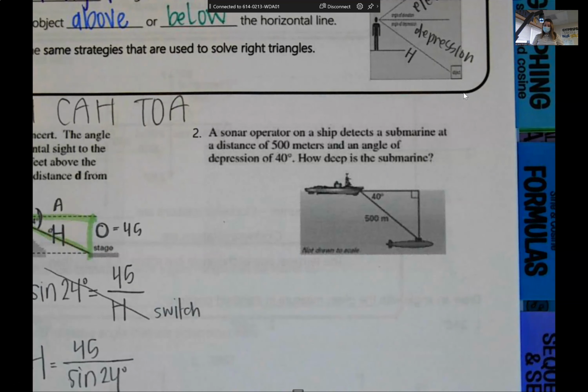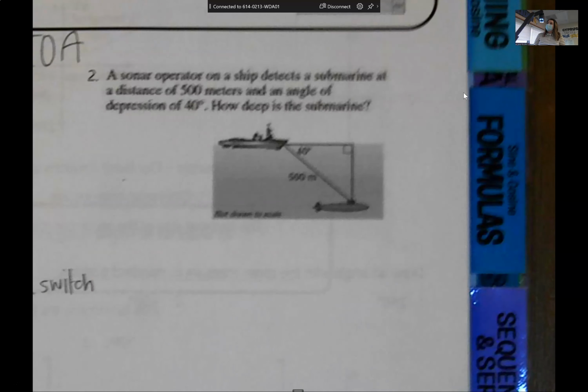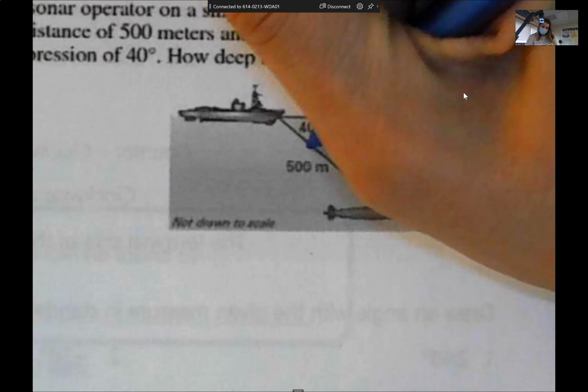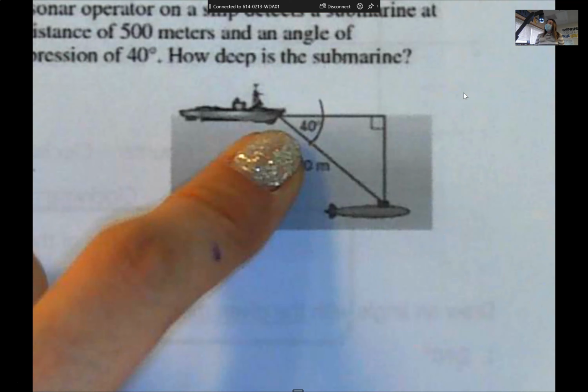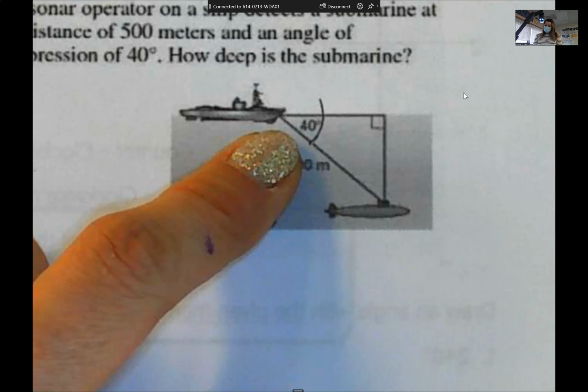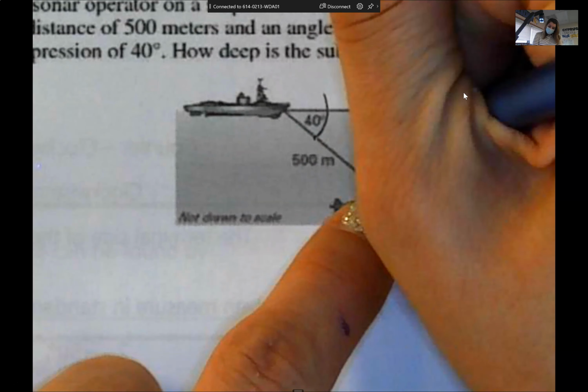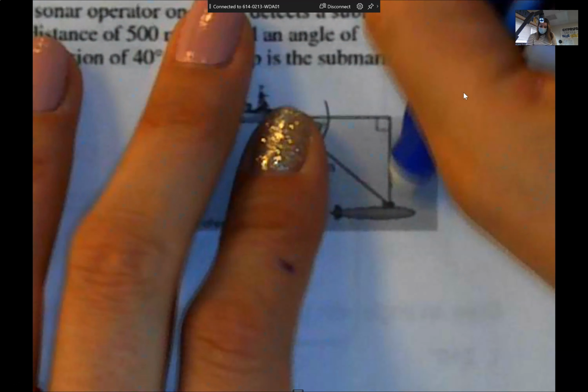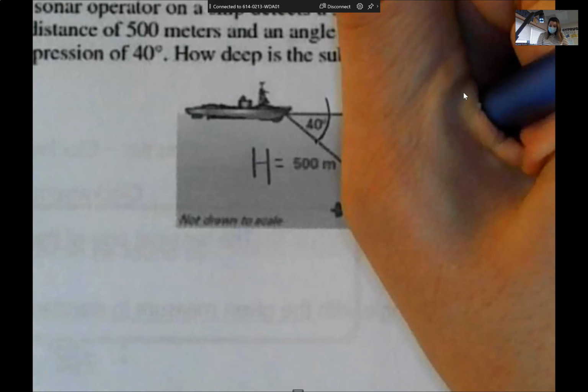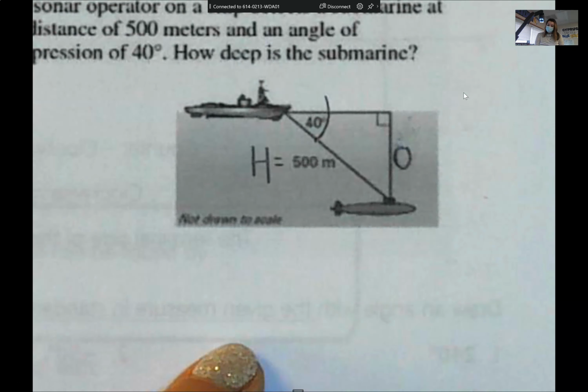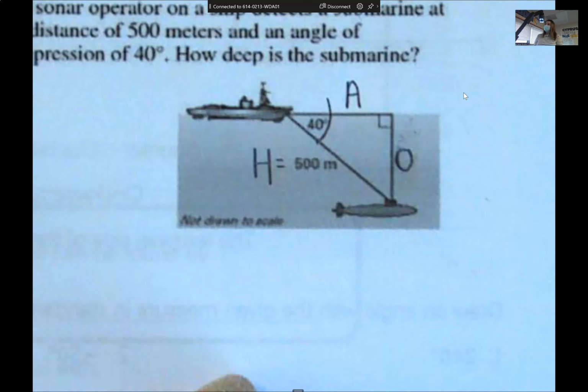Okay, next one. A sonar operator on a ship detects a submarine at a distance of 500 meters and an angle of depression of 40. Find out how deep the submarine is. Okay, so they tell us this is our angle of depression. We're going to label this triangle using 40 as our focus angle. So straight across from that would be O. H is 500, and the hypotenuse is going down, so it is an angle of depression, which means the top of the triangle is adjacent.